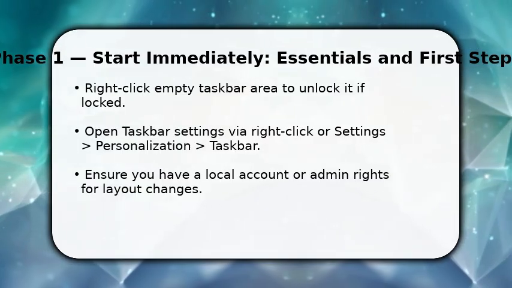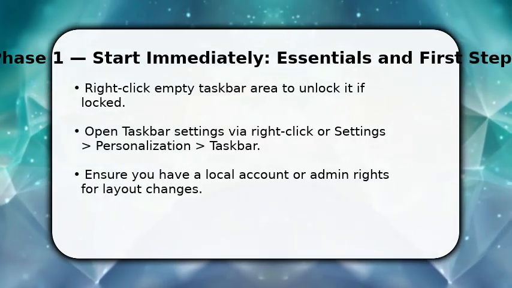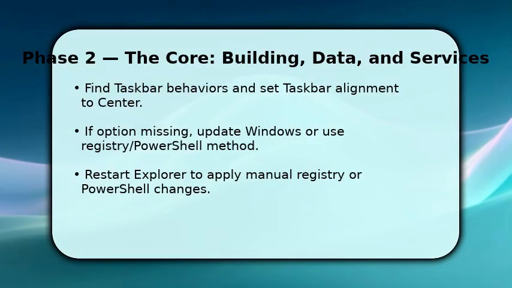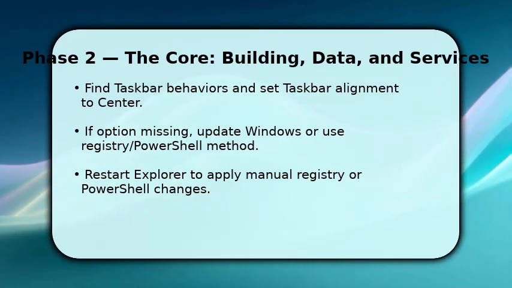Now proceed to the alignment control to move the icons toward the center. You will set taskbar alignment to center in taskbar behaviors. That places the icons in the middle automatically.